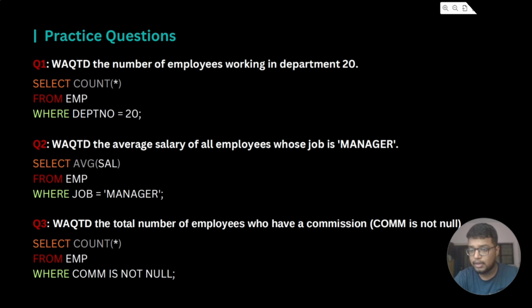Let us apply the condition where department number is equal to 20. We know when there is some condition, we have to provide some filter. Then we are using the where clause. This is all about this question.